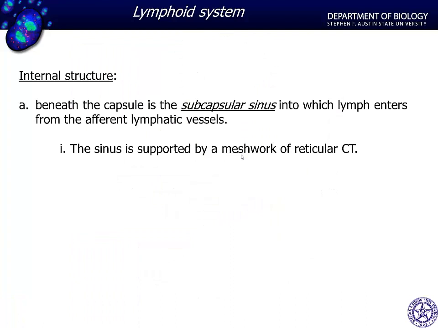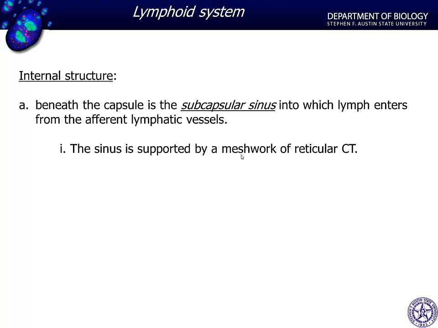So as we saw in the illustration, we have a connective tissue capsule. It's going to be dense, irregular connective tissue. And beneath that capsule, we have a space, the subcapsular space. And this is where the lymph is going to leave the afferent lymphatic vessel and begin to percolate through all of these areas and all of these cells that we have inside of the lymph node.